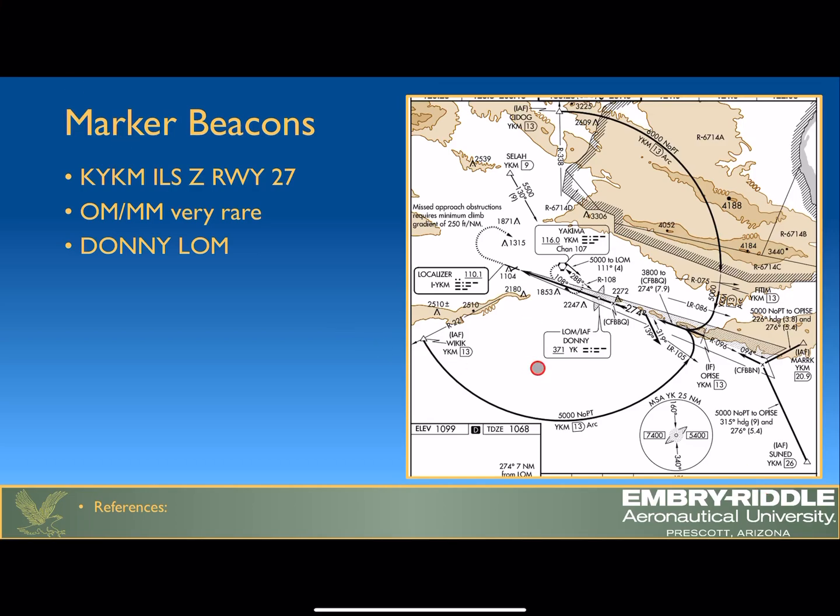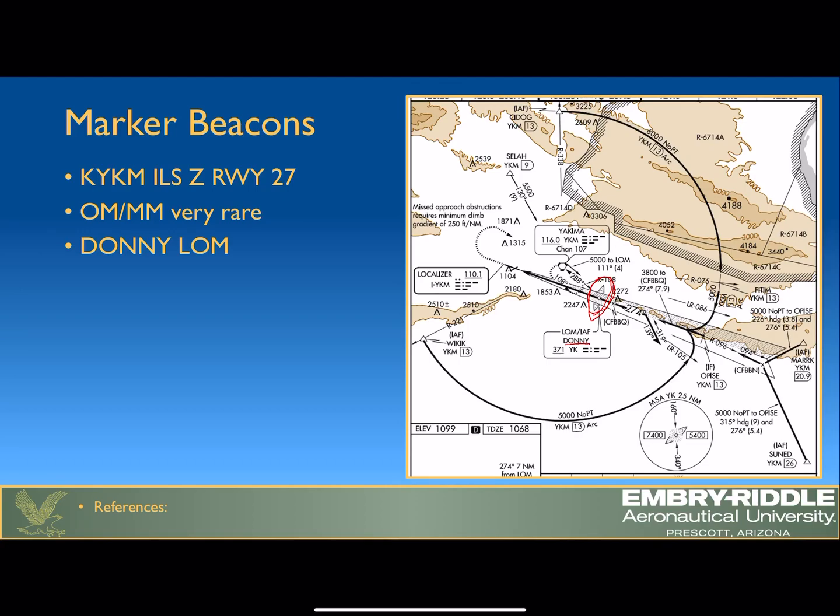And here we have an example of an LOM. Here we are at KYKM. This is an ILS approach into runway 27. And you can see here we have the Donnie, that's the name of the checkpoint, the LOM, or the initial approach fix. And there's only the one. There's no middle marker. There's only this one outer marker.